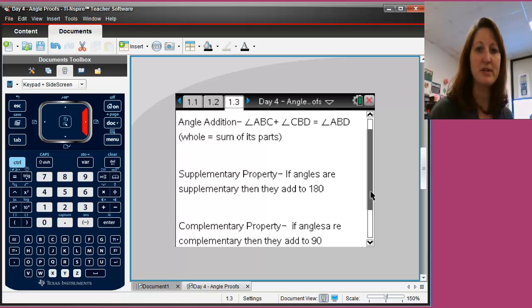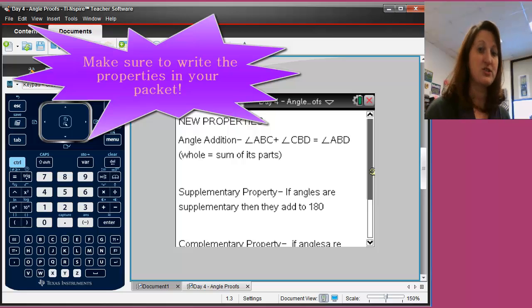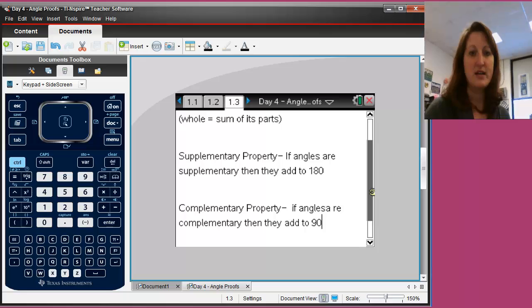Alright, so the new properties for today. Angle addition is just like segment addition, where you can add pieces of the angle together and it's equal to the whole thing. So again, that's whole is equal to sum of its parts. Supplementary property, if angles are supplementary, then they add up to 180. And then the last one that is on here for today is complementary property, which says that if angles are complementary, then they're going to add up to 90.